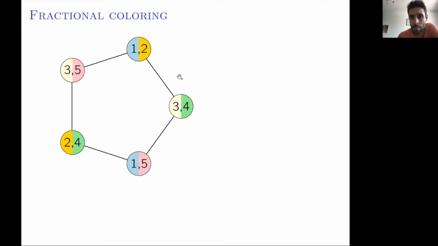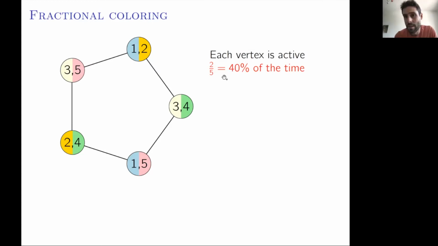And now you can do the same thing. Vertices colored 1 are active at round 1, then vertices colored 2 are active at round 2, and you cycle between 1, 2, 3, 4, 5, 1, 2, 3, 4, 5. So here during 5T rounds, each vertex is active 2T rounds because it has 2 colors. So each vertex is active 2/5, which is 40% of the time. And it's better than 33%.